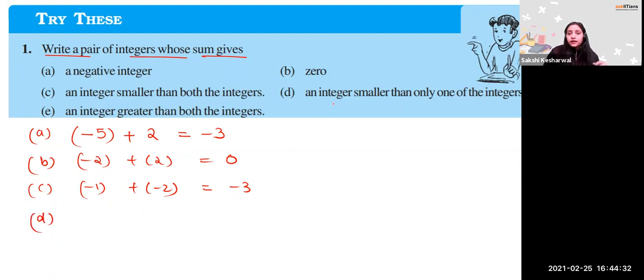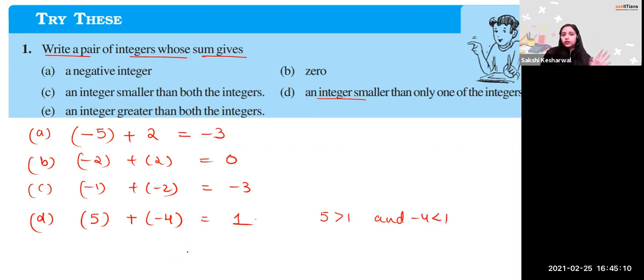Coming to the D part. An integer smaller than one of the integers and greater than the other, right? Let's take an example like 5 plus minus 4. So your answer is 1. That's it. Actually you'll be subtracting. So 1 is what, beta? 5 is greater than 1 and minus 4 is smaller than 1, or not? So this is true, right?